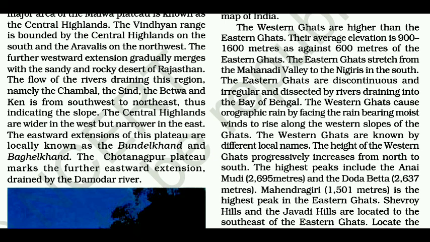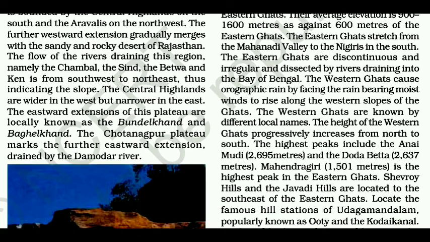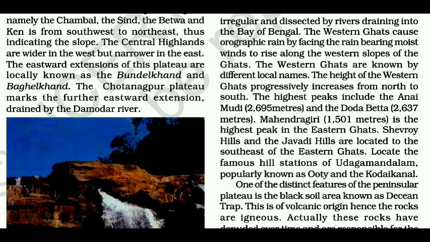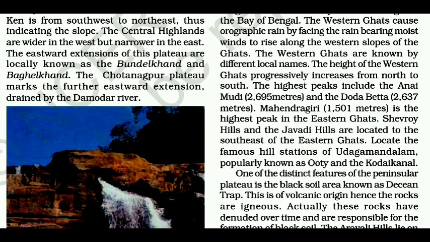The Eastern Ghats stretch from Mahanadi Valley to the Nilgiris in the south. The Eastern Ghats are discontinuous and irregular and dissected by rivers draining into the Bay of Bengal. The Western Ghats cause orographic rain by forcing the rain-bearing moist winds to rise along the western slopes of the Ghats. The Western Ghats are known by different local names.